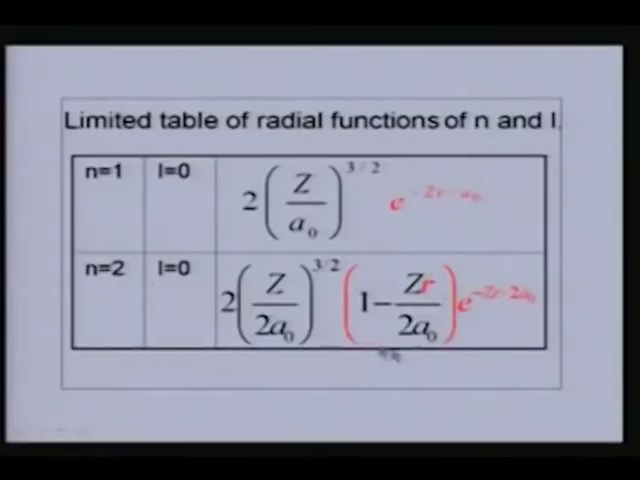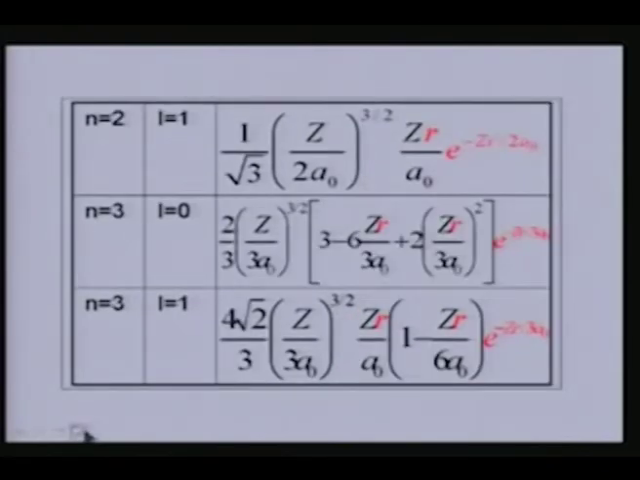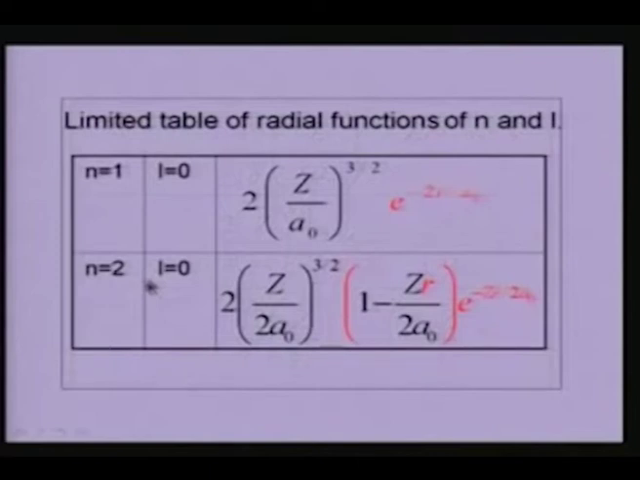The other one, n equal to 2, L equal to 1, is also zr by a naught e to the minus zr by 2 a naught. But the point is, this function is 0 at r equal to 0, and it never goes to 0 for any value of r other than r equal to infinity. This one, on the other hand, n equal to 2, L equal to 0, which contains 1 minus zr by 2 a naught e to the minus, does not go to 0 at r equal to 0.